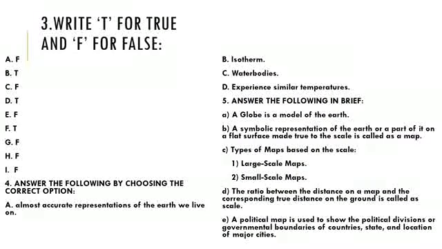Isotherm, experiencing the same temperature. Third question, write true or false. A globe shows the earth on a flat paper. False. A place can be located by its direction and distance from a given point. True. A scale can only be written in representative fraction. False. Blue color is used to denote water bodies. True. Contour lines join places on the map that are of the same temperature.